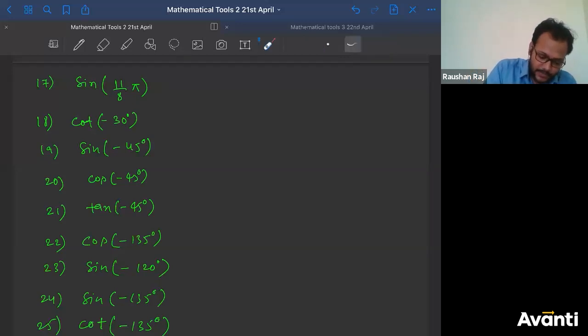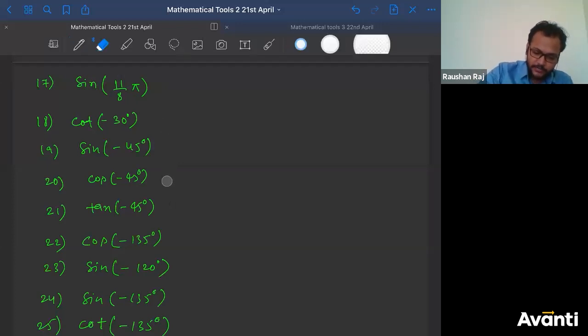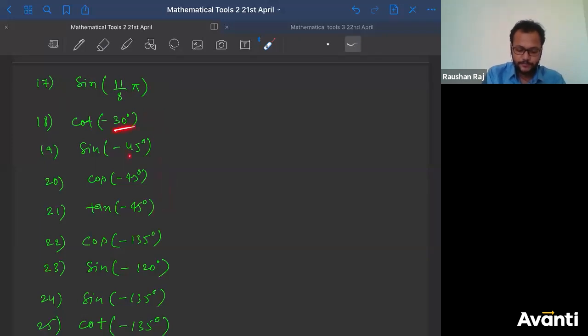See, from question number 18 to question number 21, tell me in which quadrant the angles are lying. Minus 30, minus 45, minus 30, minus 40. In which quadrant are the angles lying? Yes, angles are lying in the fourth quadrant. Very good. Are they acute angles or obtuse angles? They are acute angles. So we don't have to convert that, right?